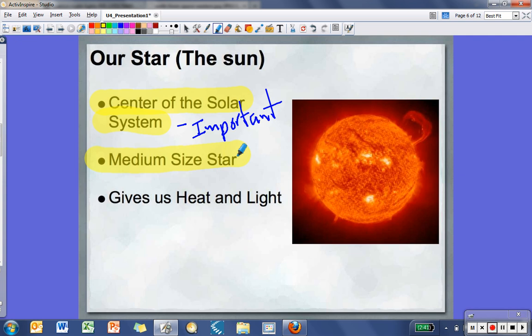And we'll talk a little bit more in a couple weeks about what the classification is, but it goes medium, then it goes huge, and then it goes giant star. All right? And the sun gives us two things. It gives us heat, and it gives us light. Right? Like I said again, it's the giver of life, because without heat and light, you can't live.